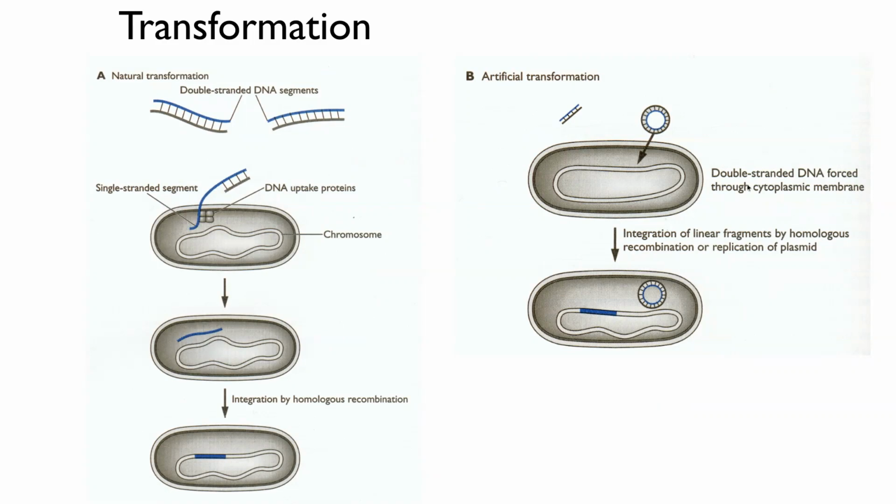Artificially, you can force pieces of DNA into the cell via, again, heat or electricity or things like that. And then we rely on the integration by homology as well, or the plasmid itself to just do what it does. And as I mentioned, plasmids, remember, they're autonomous. They self-replicate themselves. So we talked about that last class.